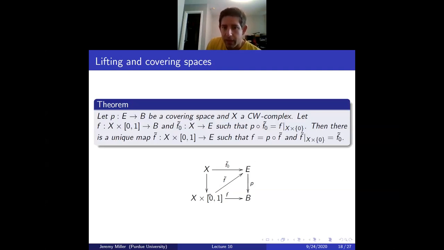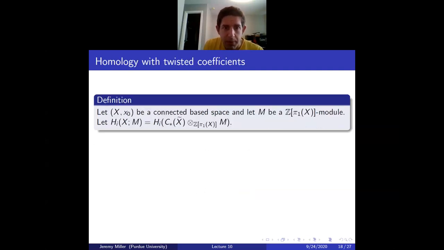And then we get this path in the total space. f is a loop, but f tilde is not a loop. And then we just see where the other endpoint of f tilde is. And that's how the fundamental group acts on the fiber over the base point.